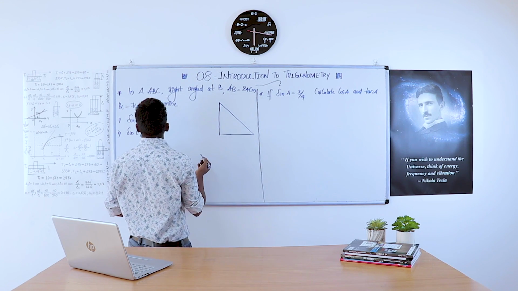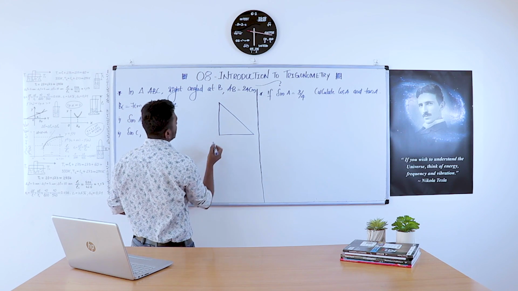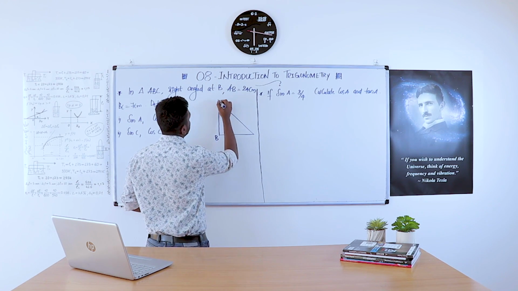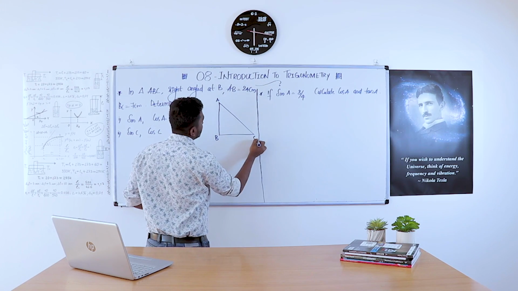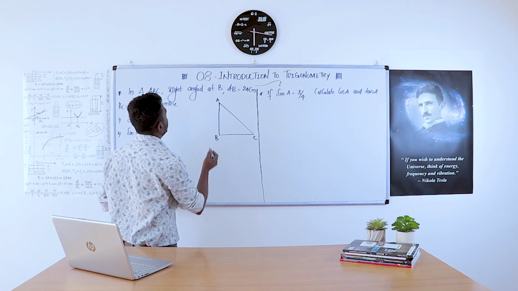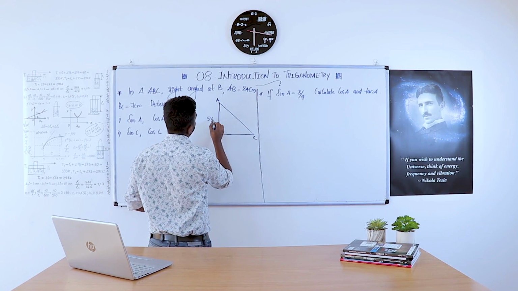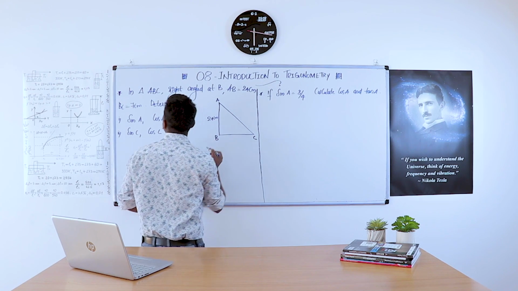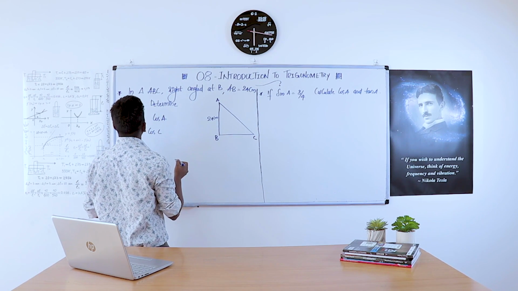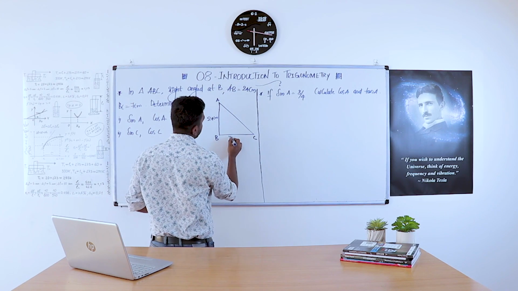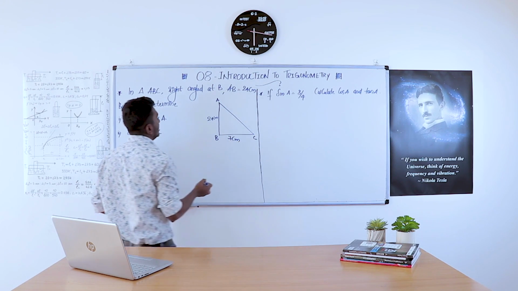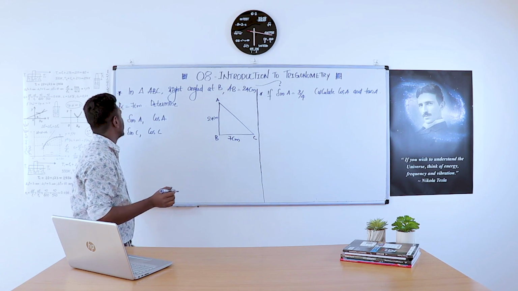This is the triangle. Right angle at B. So this is B. So A, B and C. AB is given as 24 centimeter. BC is given as 7 centimeter. We need to find sin A, cos A, sin C, cos C.